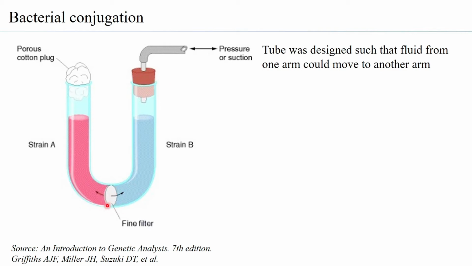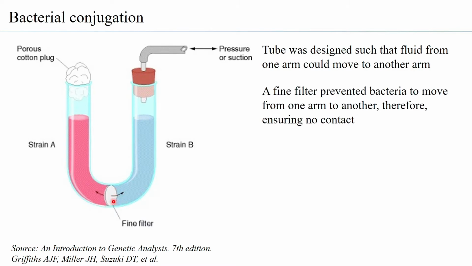Here the pore size was selected such that bacteria cannot go from one arm to the other. So what was observed is that the fine filter prevented bacteria from moving from one arm to another, therefore ensuring that strain A cannot interact with strain B. There is no possibility of contact happening between strain A and strain B. So in this scenario, where strain A and strain B cannot mix, is there a possibility of recombination?